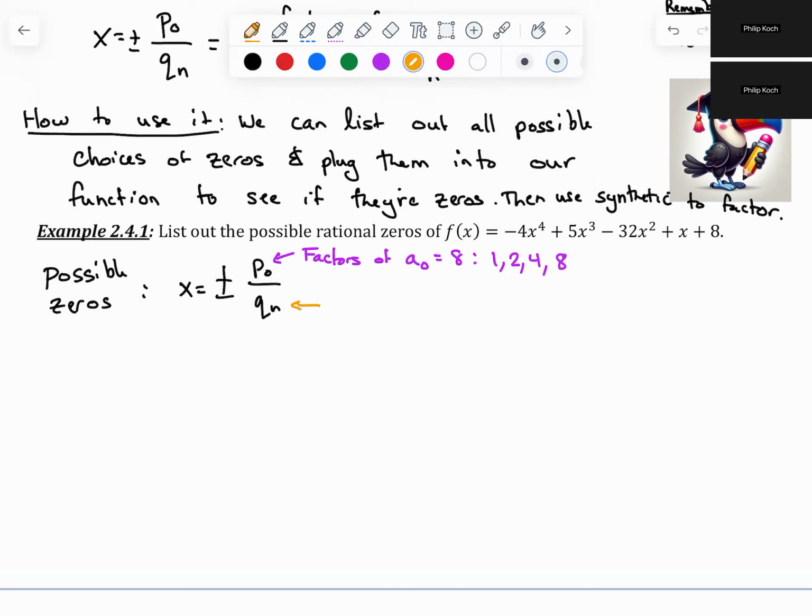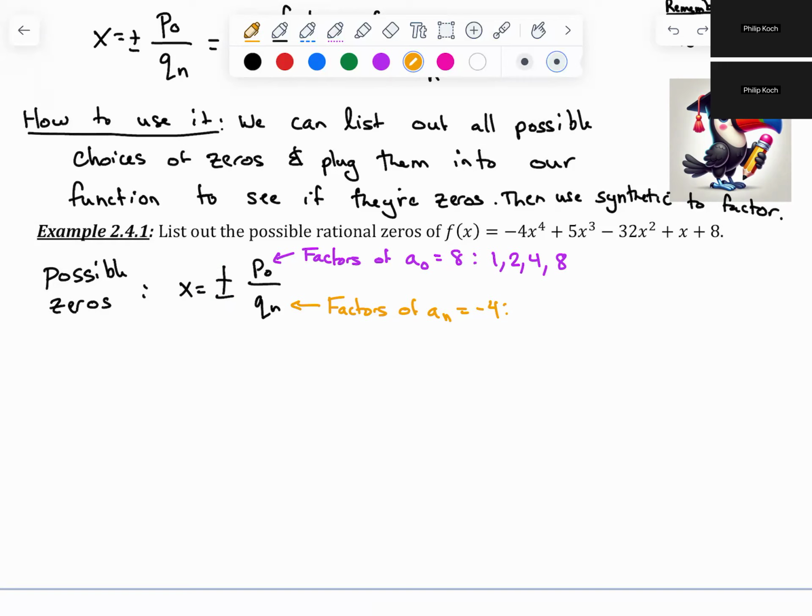Q sub n, that corresponds to a sub n. These are the factors of a sub n, which is negative 4. Technically speaking, the negative sign doesn't really matter to us, and I'll explain why: we already have this plus or minus sign here. Even if I just wrote negative 1, negative 2, and negative 4, it would just get bypassed by this plus or minus. So just look for the factors of 4. Don't worry about the negative sign in front of it because the plus or minus that's there is going to take care of that for us.